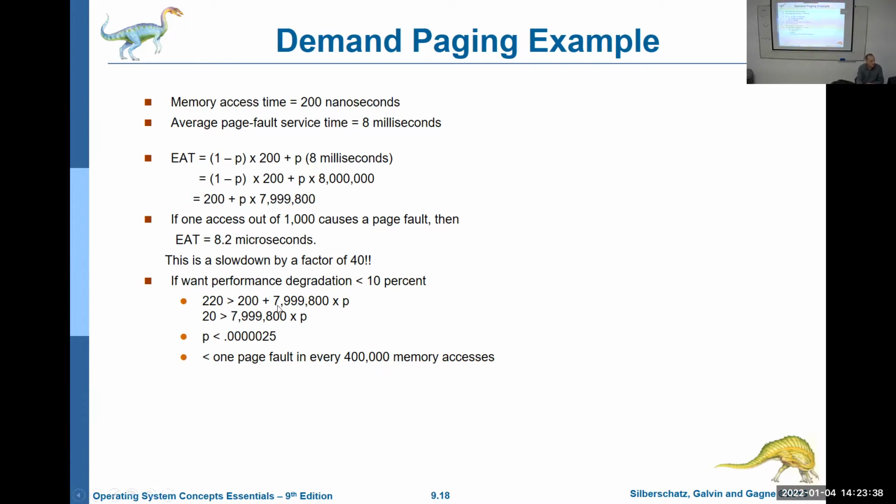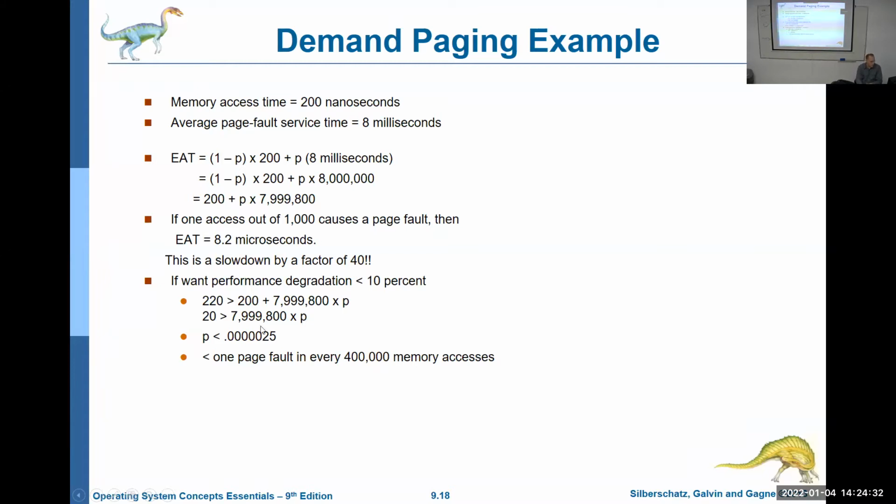So how do we calculate our number? Again, it's 200 times this number times P. So we can now subtract. Why would we subtract? Because we're doing less than and greater than. If we're doing less than and greater than, then we just want absolute numbers, right? So we can subtract these nanoseconds from these nanoseconds. So we're left with 20 nanoseconds has to be greater than this number of nanoseconds times P. So we just divide. We divide 20 by 8 million.